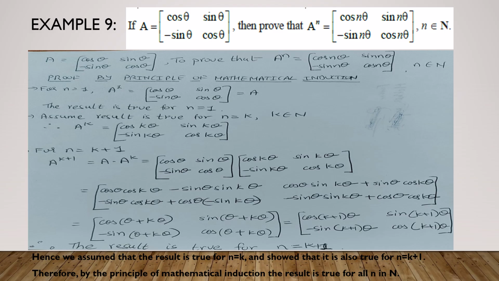So what is the important thing we have done? We had assumed that the result is true for n is equal to k. Using this assumption, we have shown that it is also true for n is equal to k plus 1. Correct? So by the principle of mathematical induction, the result is true for any natural number n.